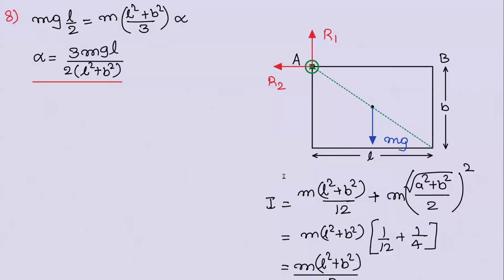Okay. Now calculate acceleration of the center of mass. ACM is equal to R alpha, right? ACM is equal to R alpha. What is R? Tell me. Square root of A square plus B square, by 2. What is alpha? This is alpha.